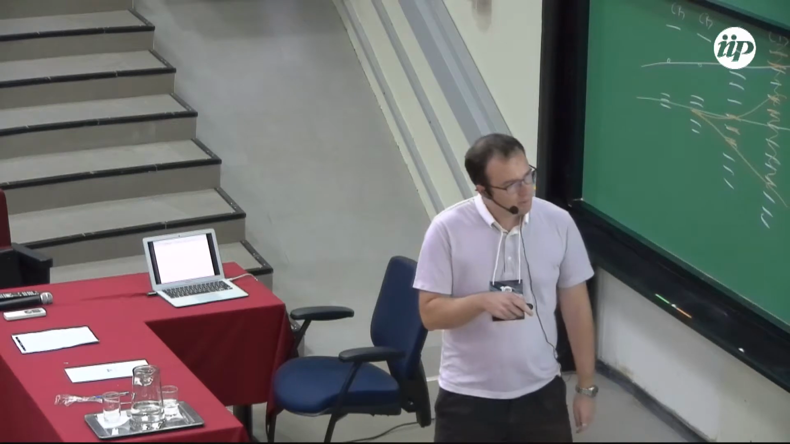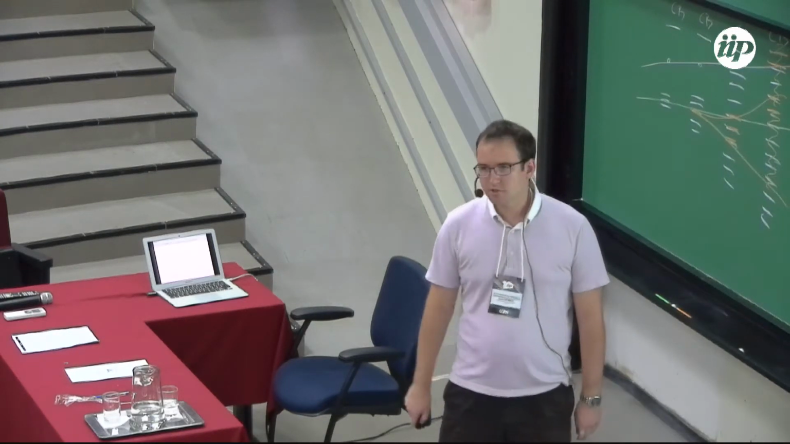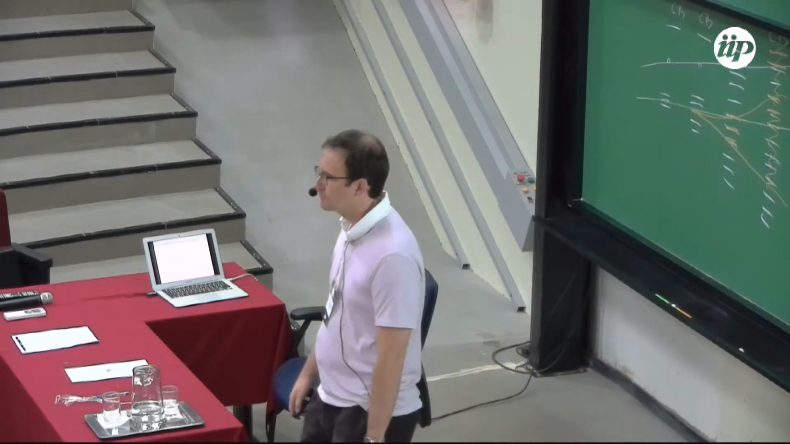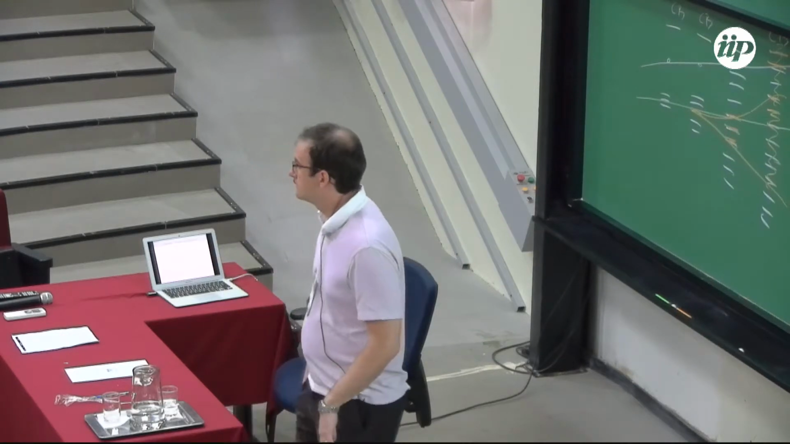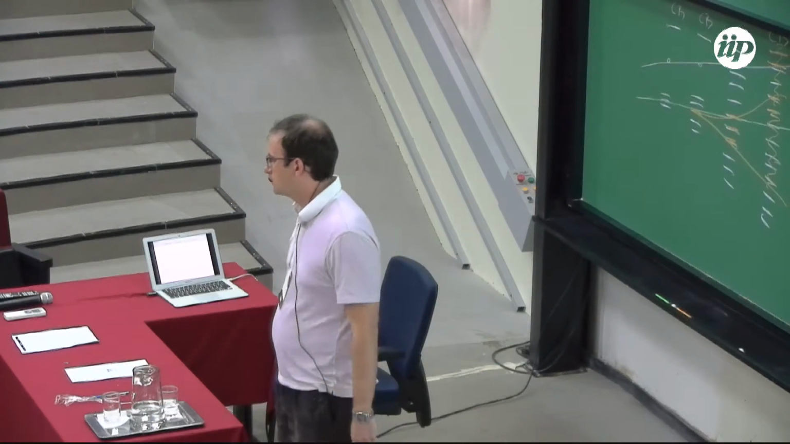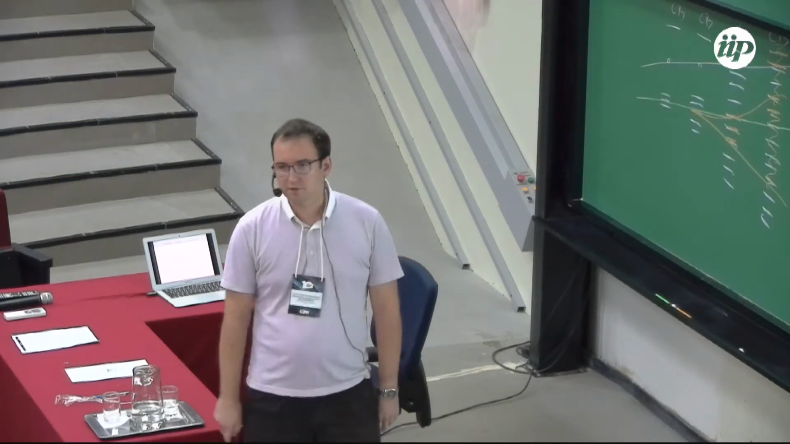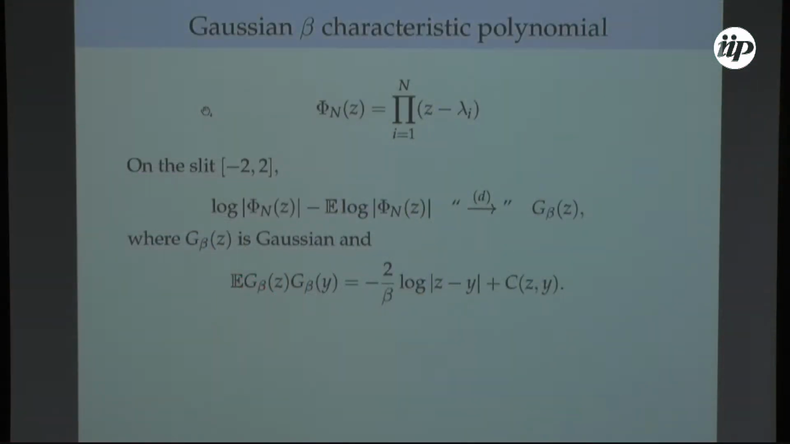The important part about the Gaussian is just that it has this correlation structure. So you have this 2 over beta log of 1 over |z minus y|, and that is for z and y which are between -2 and 2. The formula is different when you're up in the plane, for example. And then c is some continuous function. And you can write much more precise formulas which hold everywhere.